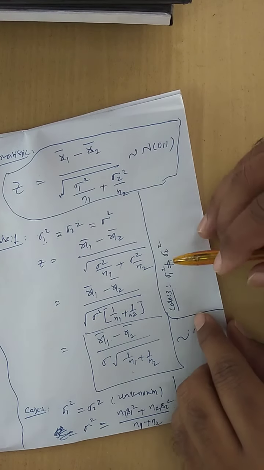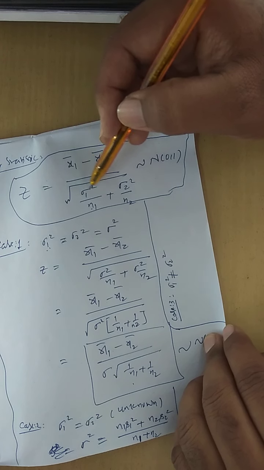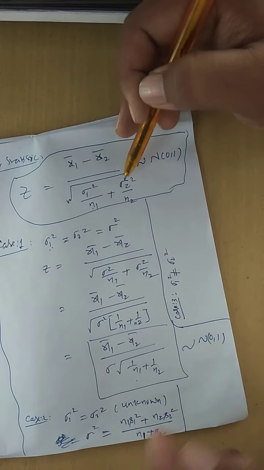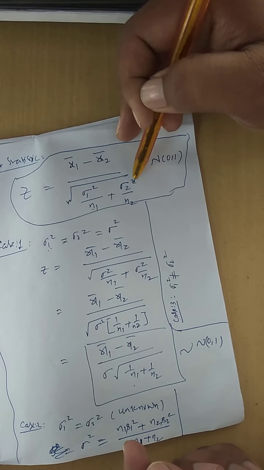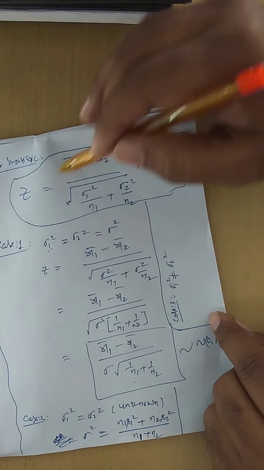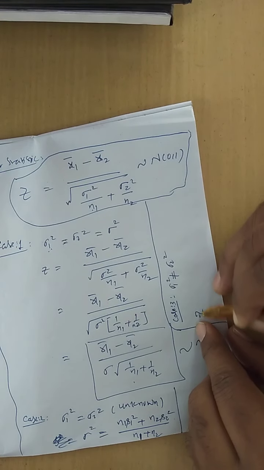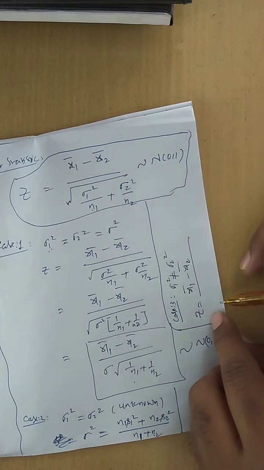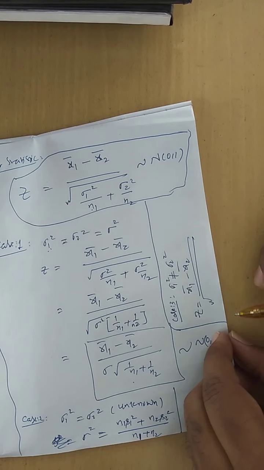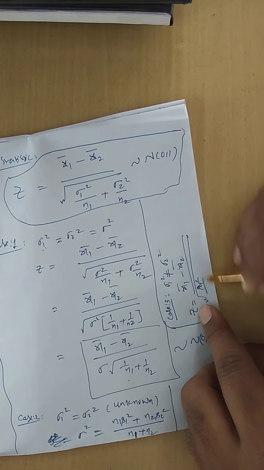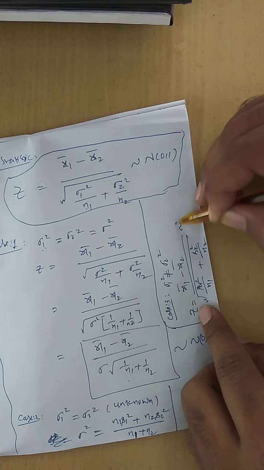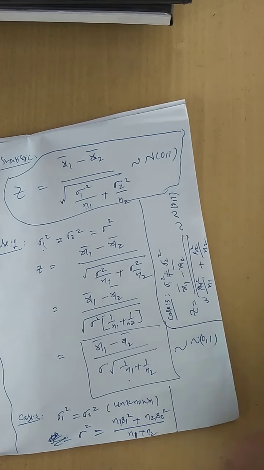Then what is the formula going to be? Wherever sigma 1 square is there, you substitute the corresponding sample information, s1 square. Wherever sigma 2 square is there, you substitute s2 square. Again I am rewriting this formula. So now Z is equal to x1 bar minus x2 bar whole divided by square root of small s1 square by n1 plus small s2 square by n2, which follows N(0,1).